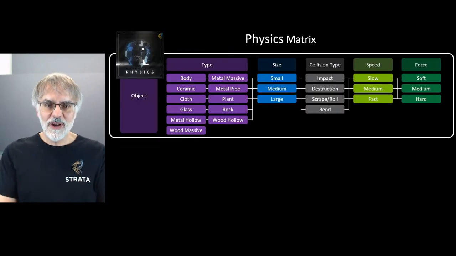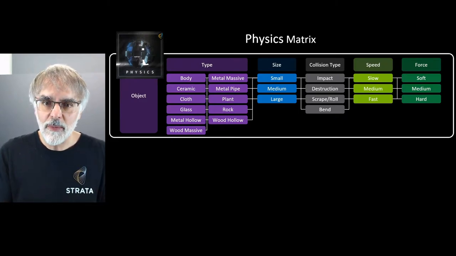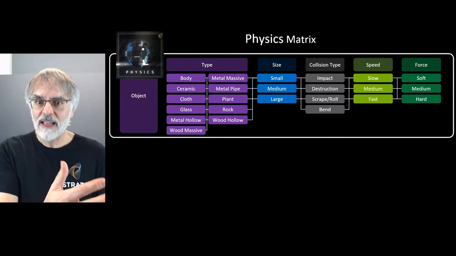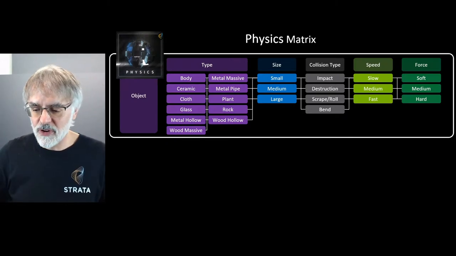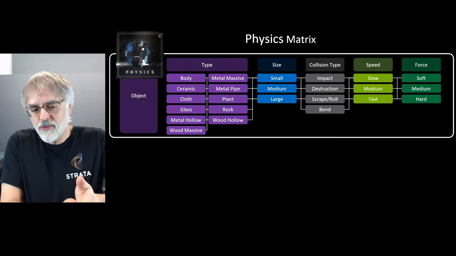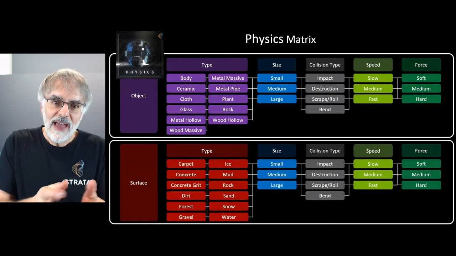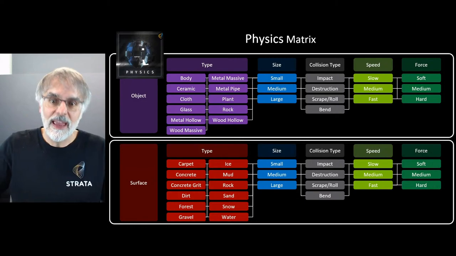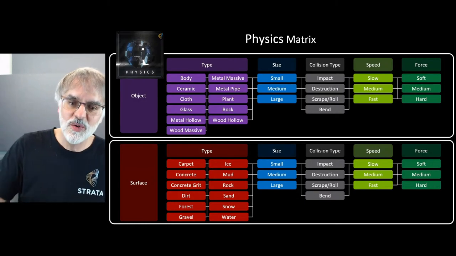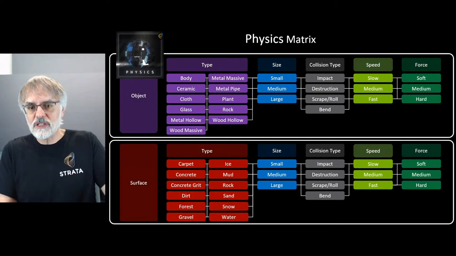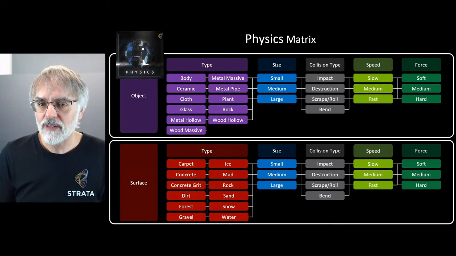And physics is a bit similar. And physics is interesting, though, because it's the combination of two elements. First, you start with an object that is of a certain type, size, collision type, speed, and force. That object produces a sound, and then it hits a surface. That surface also emits a sound and is made of a specific type and size and speed and force and so on. And it's the combination of these two sounds together that creates your physics sound at runtime.